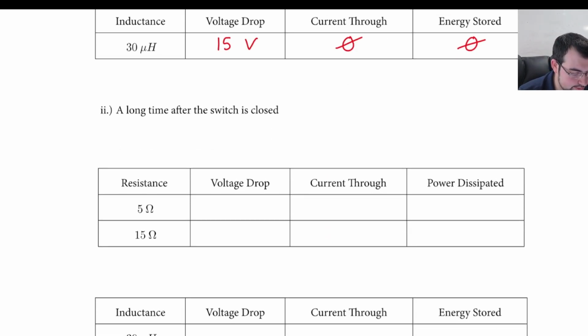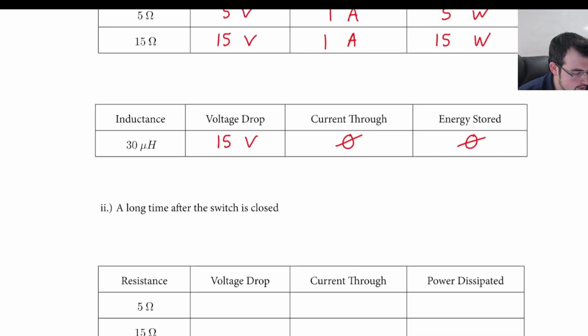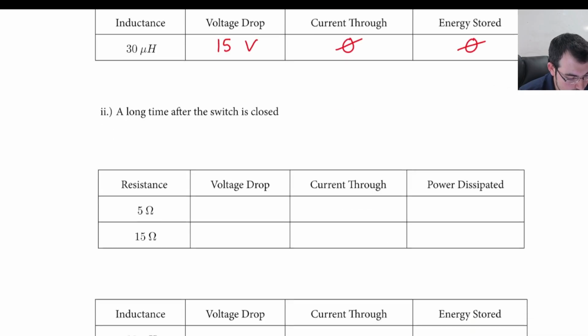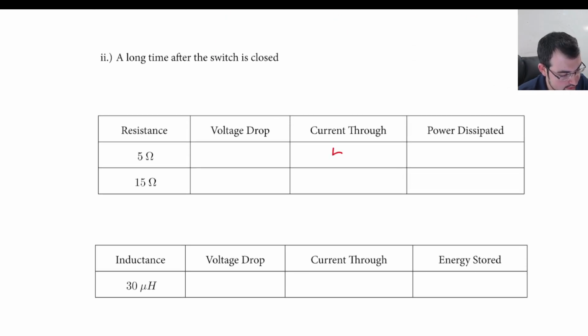Very cool. Long time after switch is closed. Well, we see that all the current, all 4 amps of current, goes through the 5 ohm. So we just multiply I delta V and get 80 watts. There is no voltage drop across the 15 because there's no current, so no power dissipated.